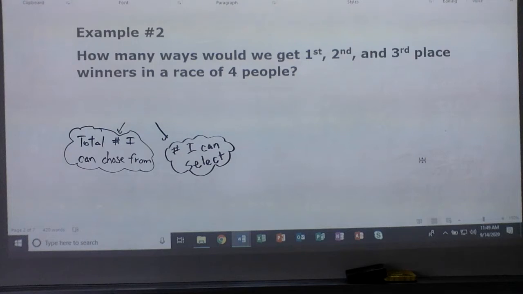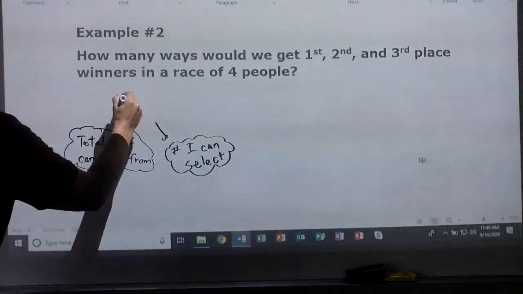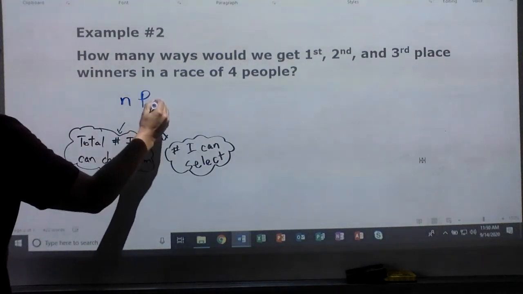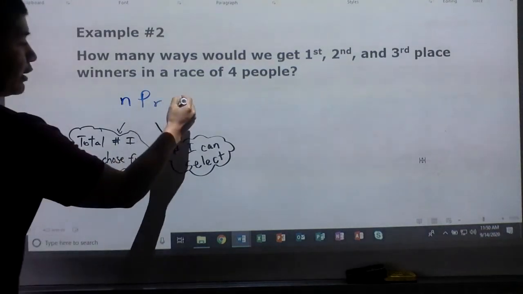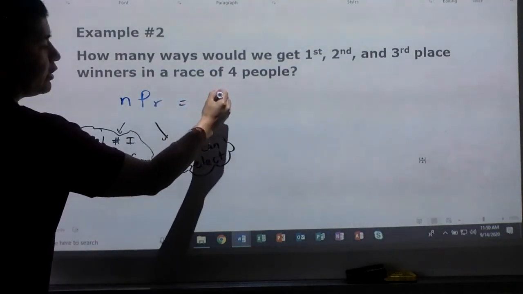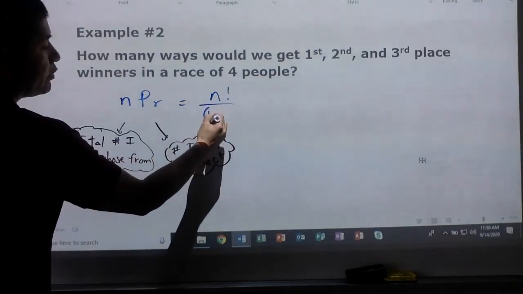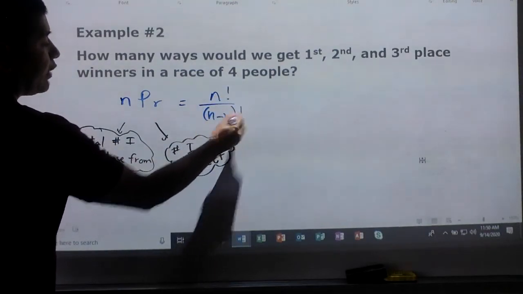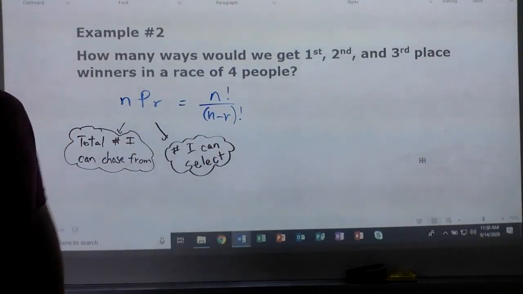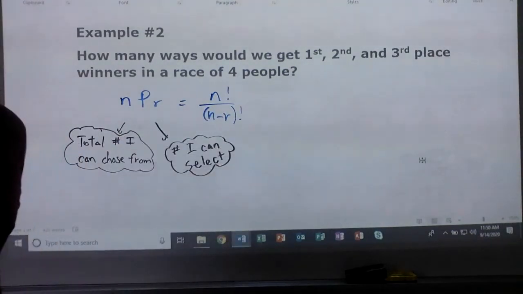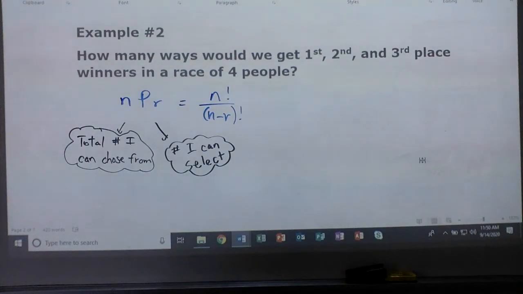A permutation is nPr. The only thing that changes is the P in the middle. That gives you the clue, the hint: hey, I gotta use the permutation formula. And the permutation formula is n factorial over n minus r factorial. Notice it looks the same. The only difference is that it doesn't have an r factorial at the end, which makes it more complicated.